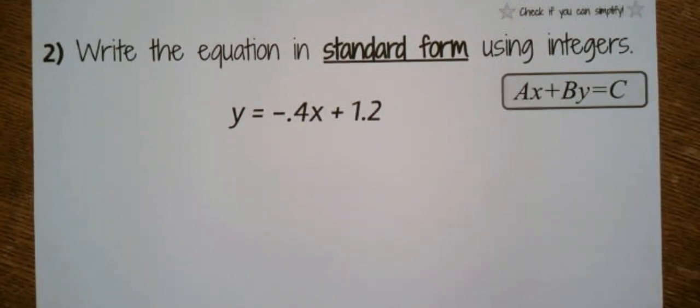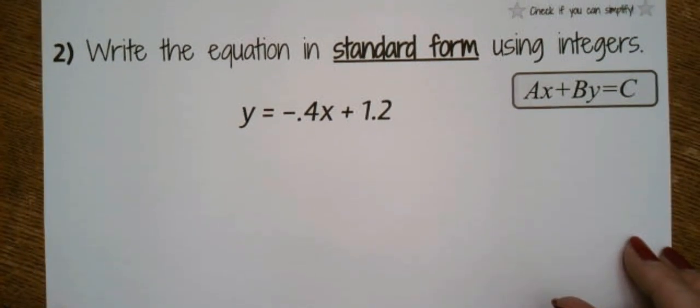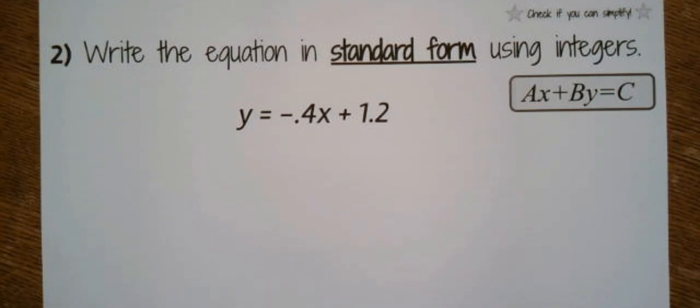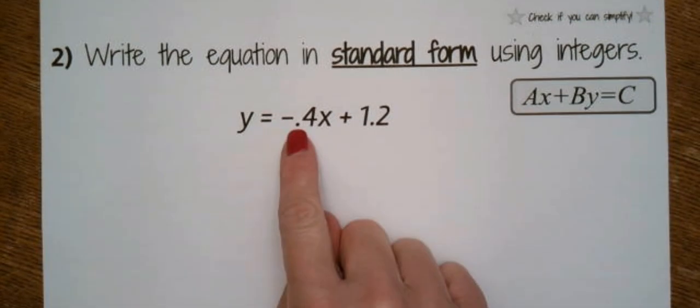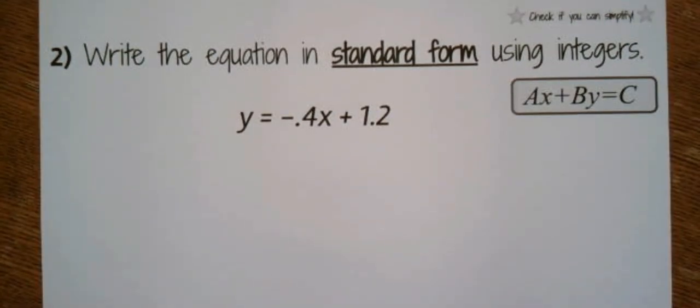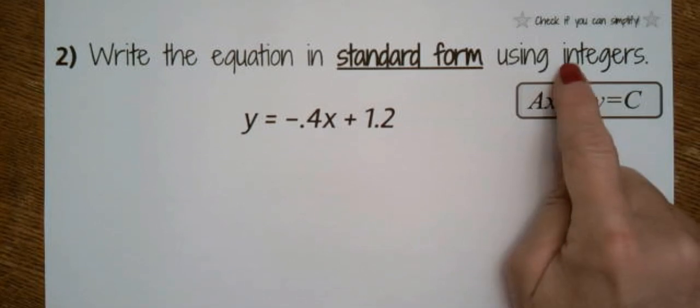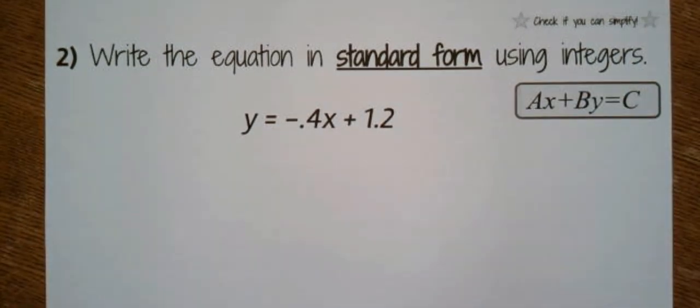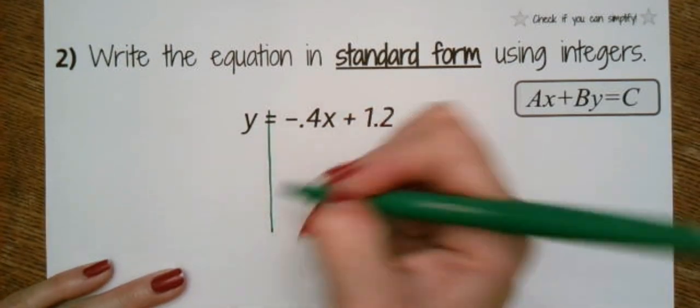Let's look at example number 2. Go ahead and write it down. You'll notice that this equation is in slope-intercept form. However, do you see that there's decimals in it? And we can't have decimals, we need to have integers when we're writing an equation in standard form. So let's begin.